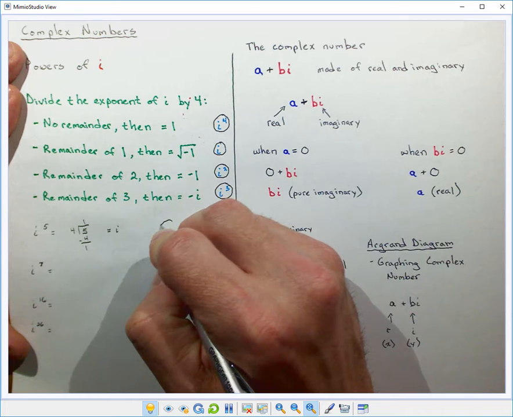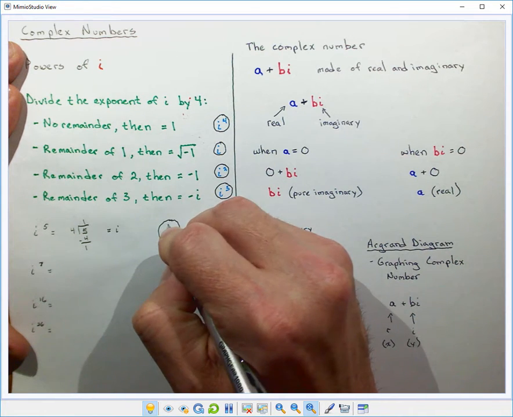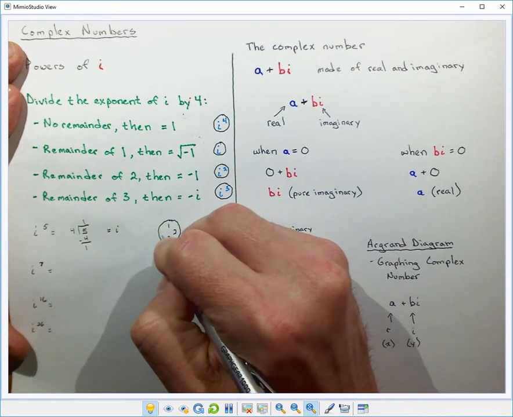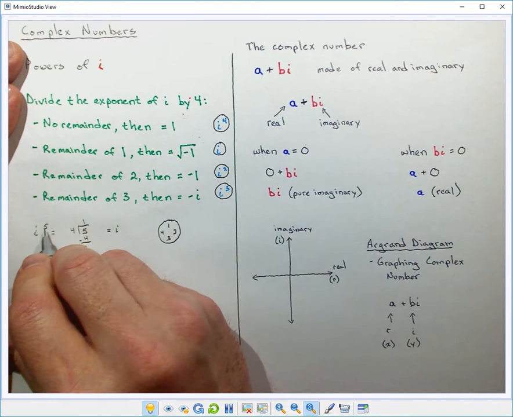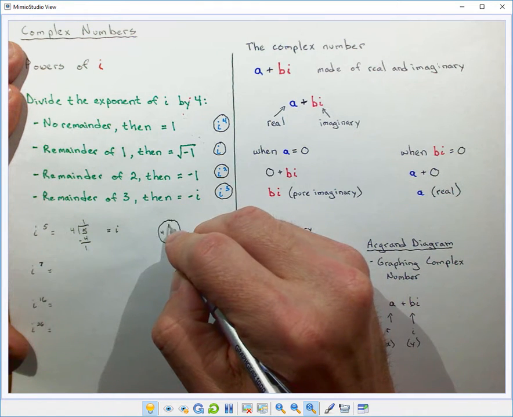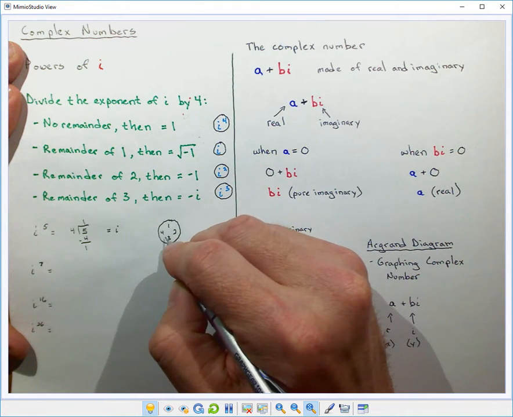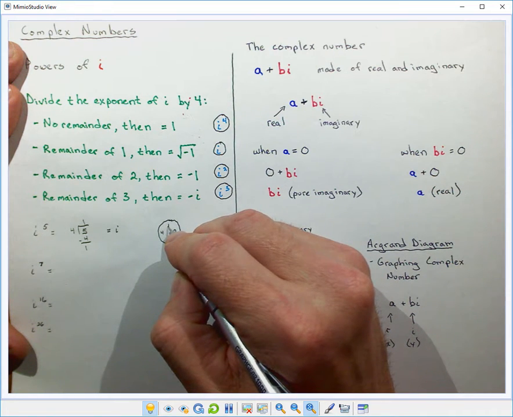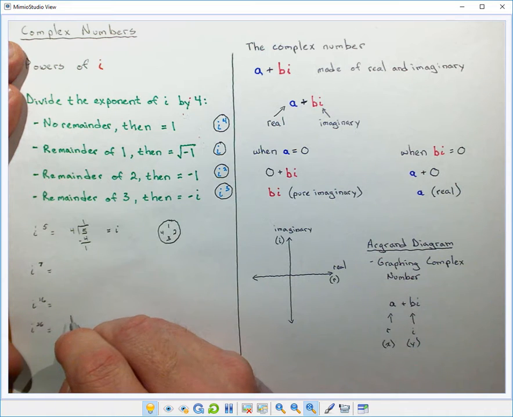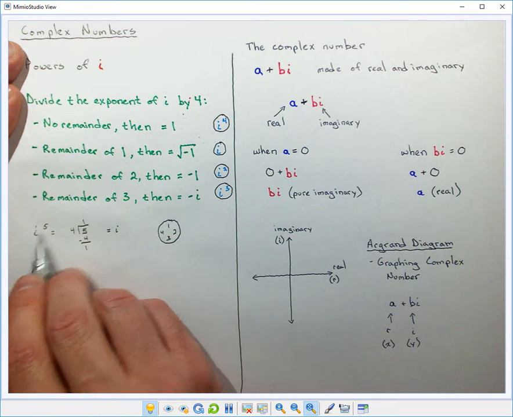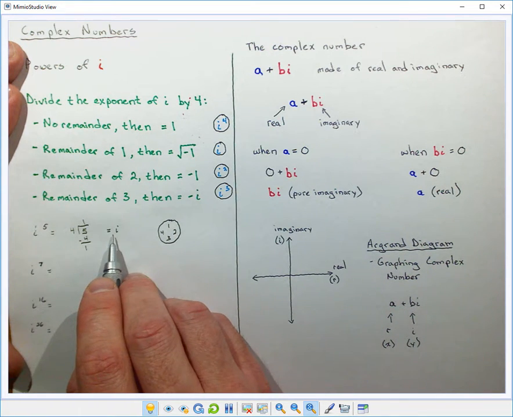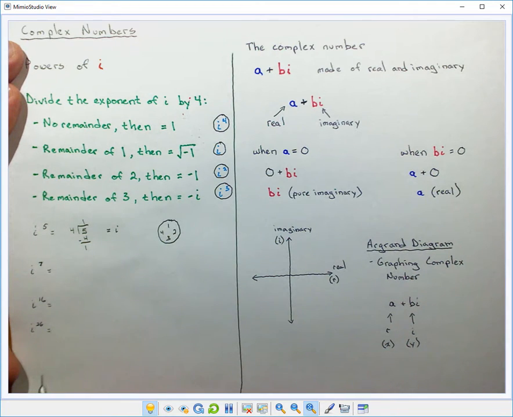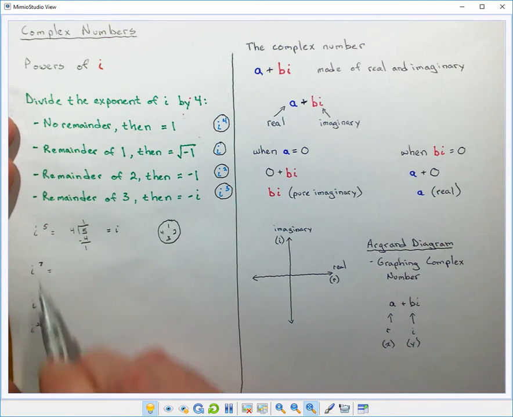Just looking at this, like I said, it's like a clock. So 1, 2, 3, 4. I'm to the 5th. So there's 1, 2, 3, 4. The 5th one, I'm back at 1. So i to the 5th has the value of i. Go ahead and pause the video and work the next 3, and let's see if we get the same answers.